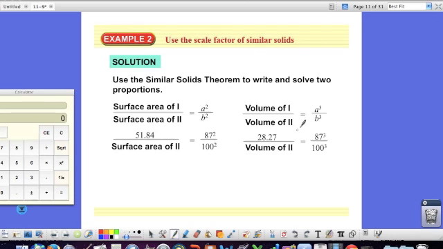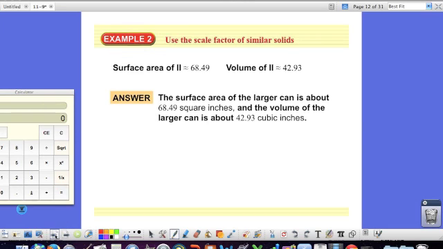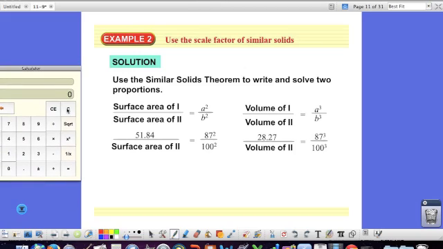And then the volume, do the same thing. The volume of can 1 is 28.27, and that's going to be equal to 87 to the third over 100 to the third as a ratio. We can go ahead and solve this. They don't go through much solving, so let's actually do this.